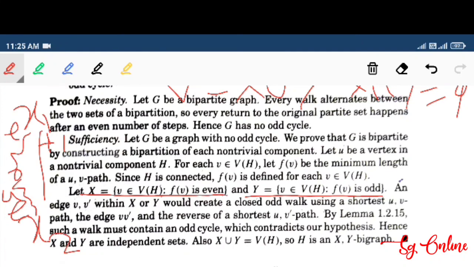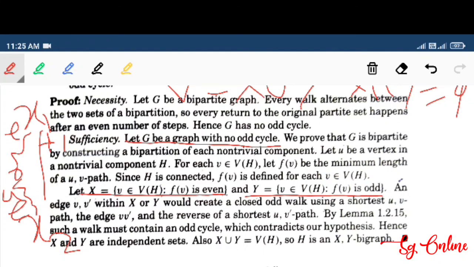But we have learned that whenever there is a closed odd walk, there is an odd cycle, and so the component contains an odd cycle, or the graph contains an odd cycle, and that is forbidden as our given condition is that the graph has no odd cycle. So it is not possible to have edges between any two vertices of x.